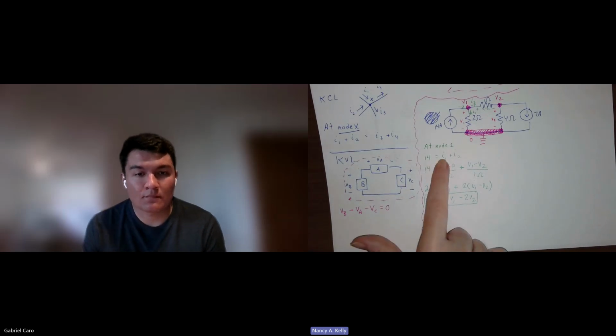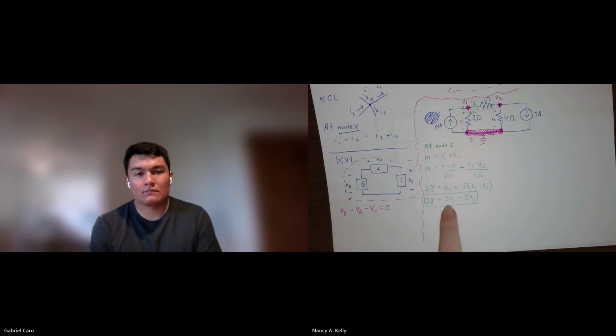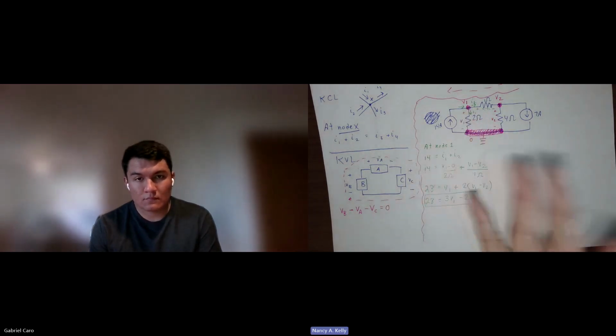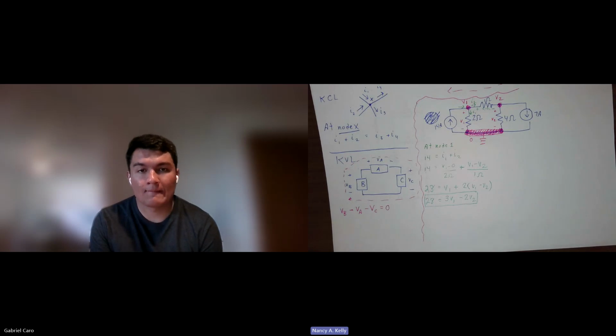And where did I get that? I got that from Kirchhoff's current law. So I use the currents, but I express them in terms of voltages when necessary, when currents are flowing through resistors. So that's node 1.